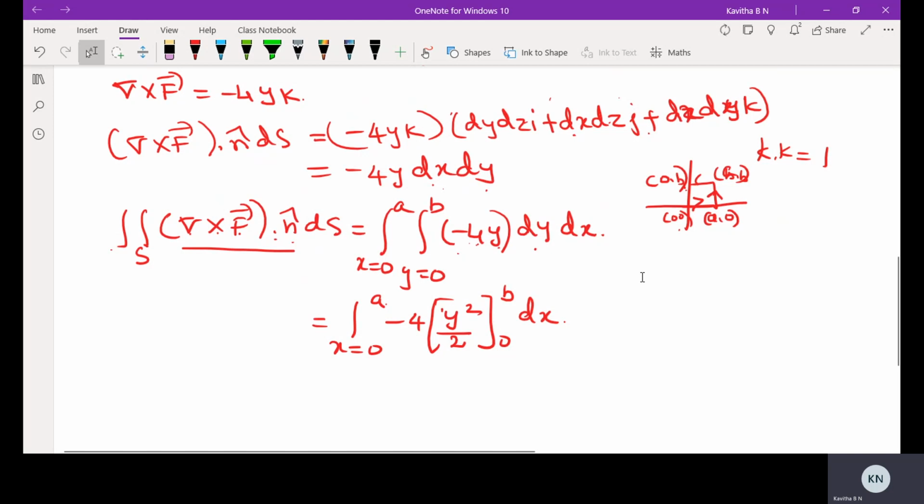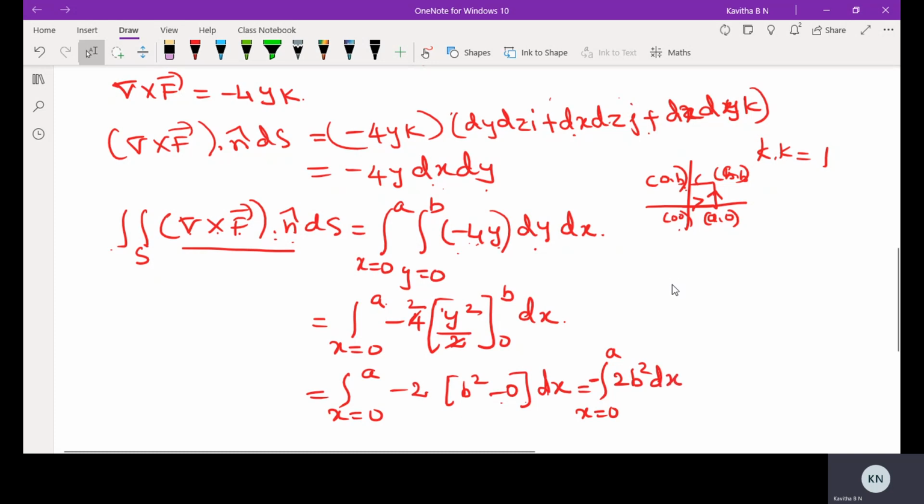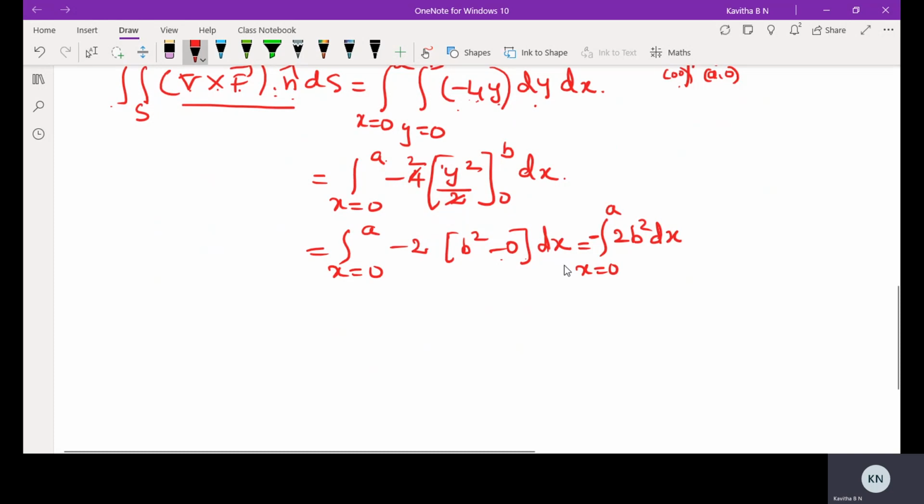Then integration of x from 0 to a of minus 2, apply the upper limit b square, apply the lower limit minus 0, into dx. Then we get the integration of x from 0 to a of minus 2b square dx, integrating with respect to x. 2b square is a constant term, and integration of a constant term gives x.